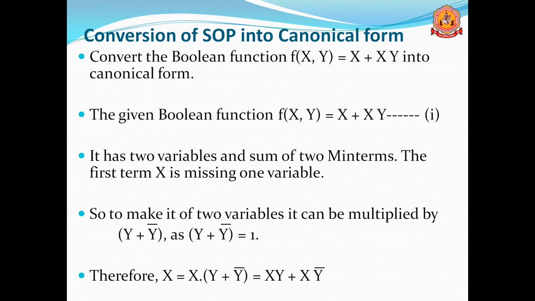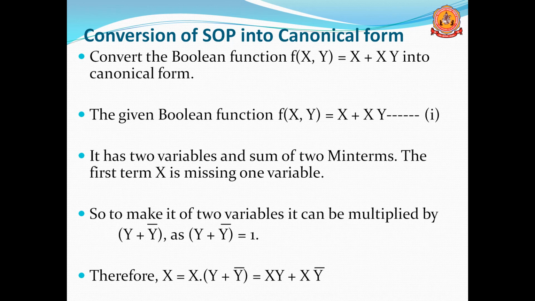forms. Next, conversion of SOP into canonical form. SOP means sum of min terms. Normally sum of min terms is known as SOP, sum of product terms, that we can convert into canonical form. Canonical form means each term should contain all the variables.